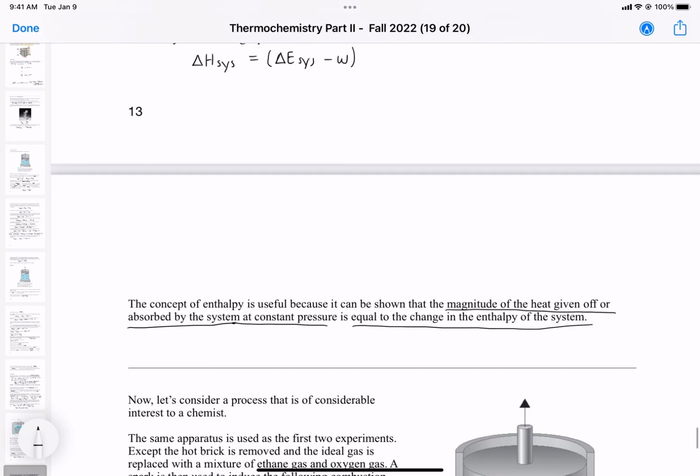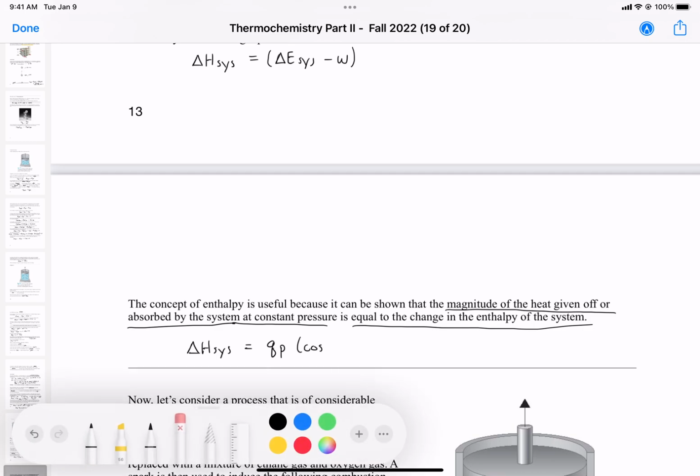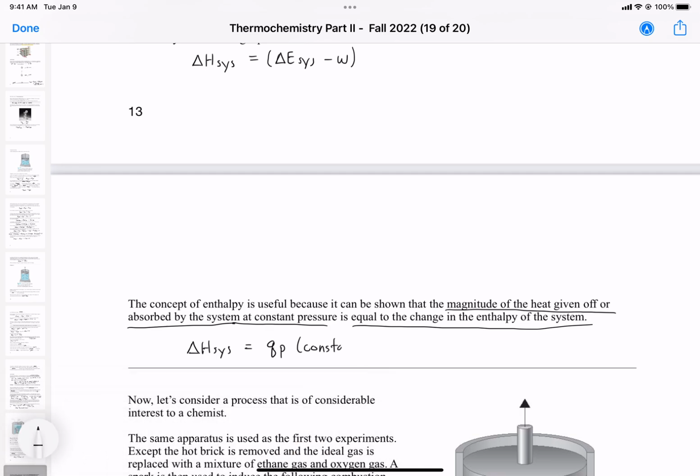In this case, we say delta H of the system equals the energy or heat of reaction transferred at constant pressure. The magnitude of the heat is directly related to the enthalpy of the system. If we have a chemical reaction, we can measure the delta H of reaction, and those are values we are interested in for calculating the energetics of a chemical process and whether or not it's feasible or useful.